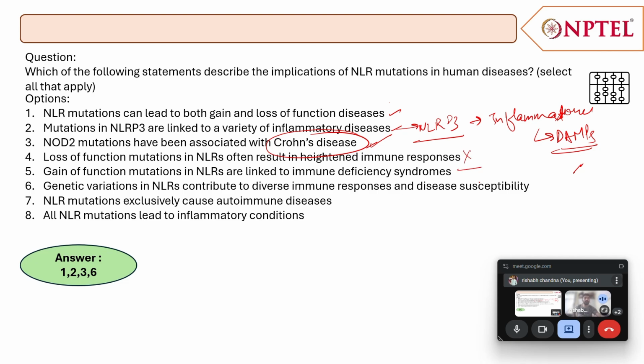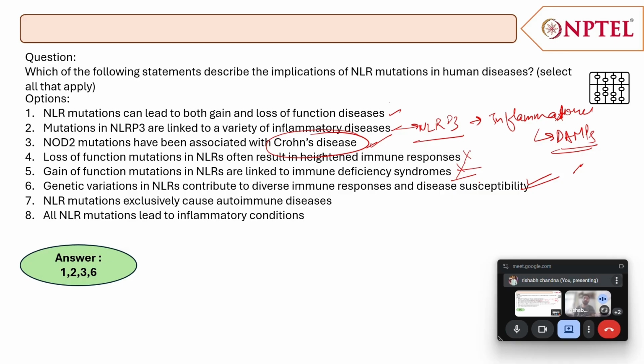No, that will be leading to lowering of the immune response. Gain of function mutation in the NLR and into immune deficiency syndrome? No, that will be heightened immune response. Okay, genetic variations in NLR contribute to diverse immune response and disease susceptibility? Yes, this is correct. This can be true for any of the receptors that are present there. So the genetic variations can lead to disease susceptibility as well as difference in the immune responses.